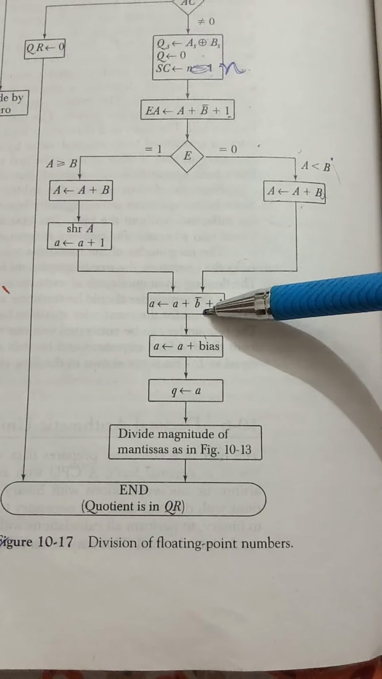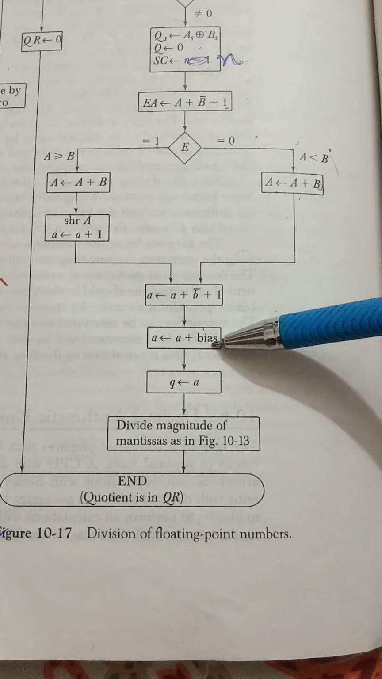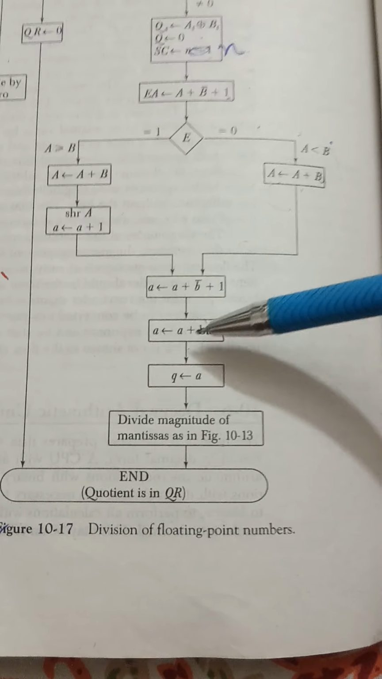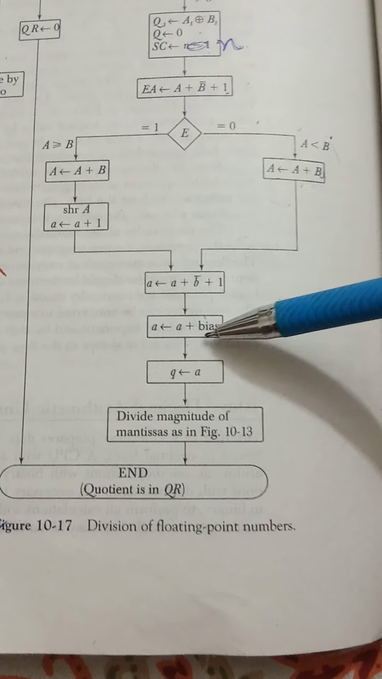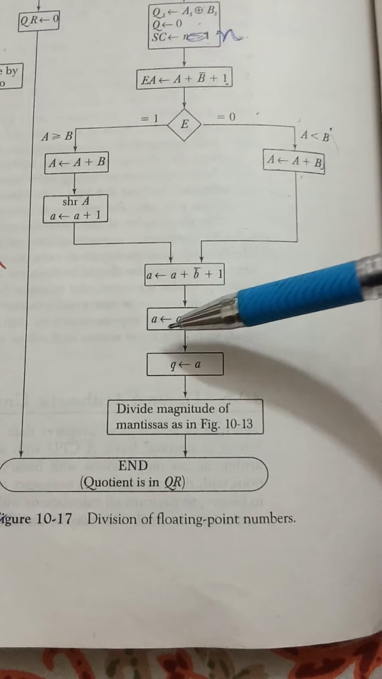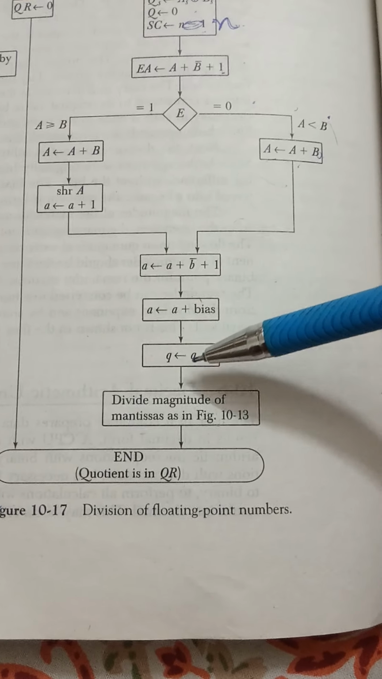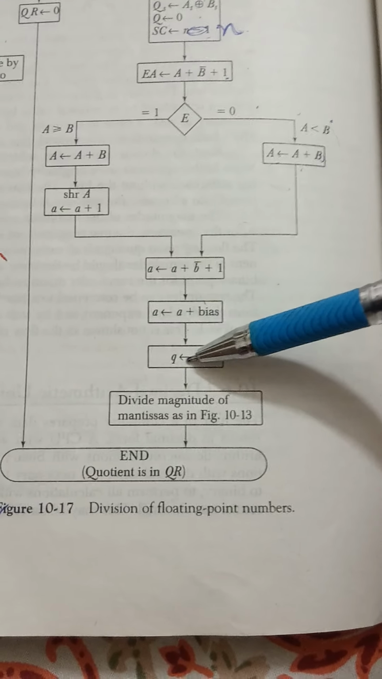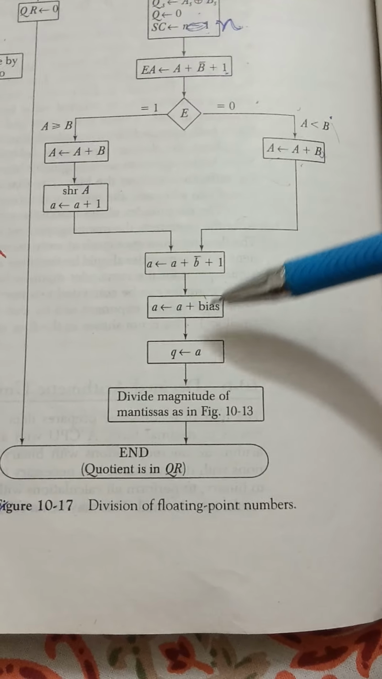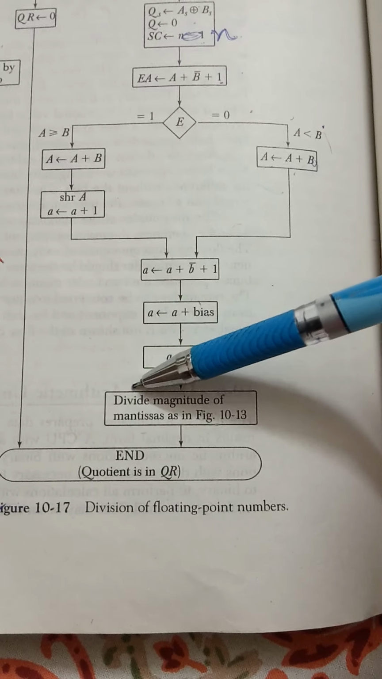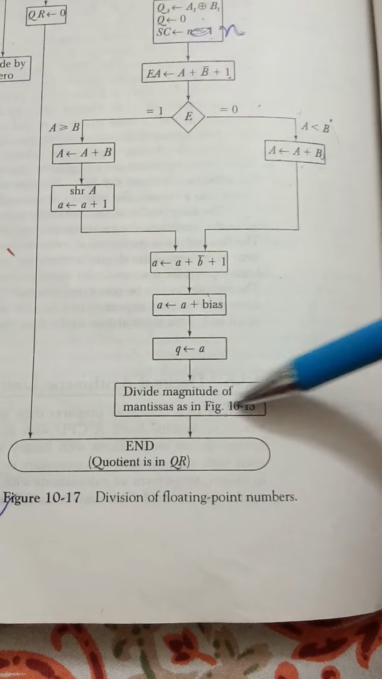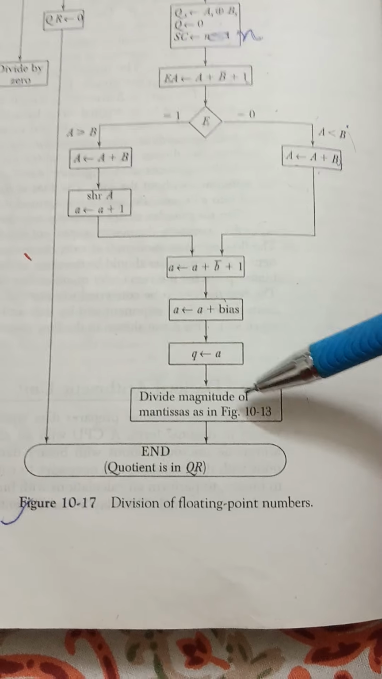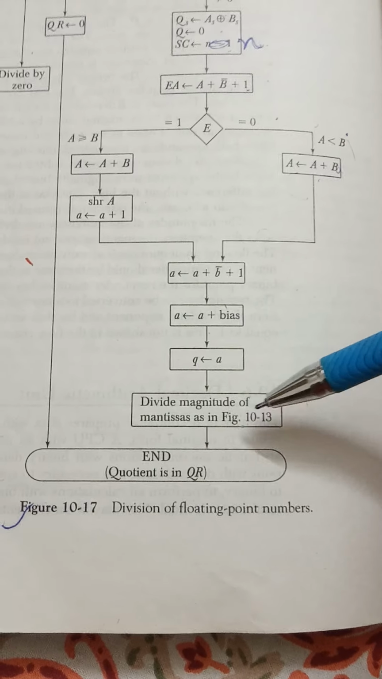Exponents are subtracted here and then bias is added. So in multiplication I have already told you what is bias. So bias is subtracted, so both the bias are cancelled. So we have again restored the bias. So A equals to A plus bias, and then this A is shifted to register Q's exponent part. So the exponent of quotient will go in Q, and then the divide operation of magnitudes take place, and how the magnitudes are divided, that we have already taken up in the fixed point number division.